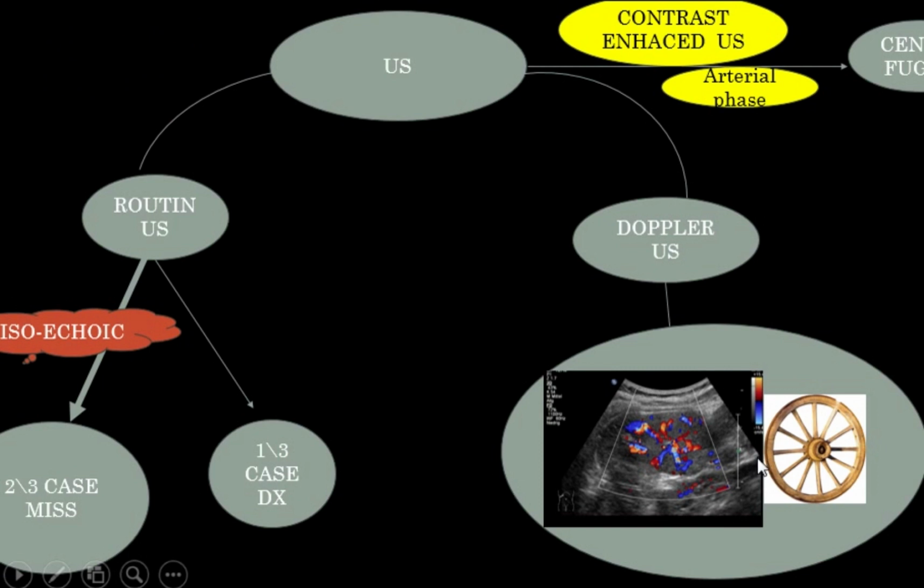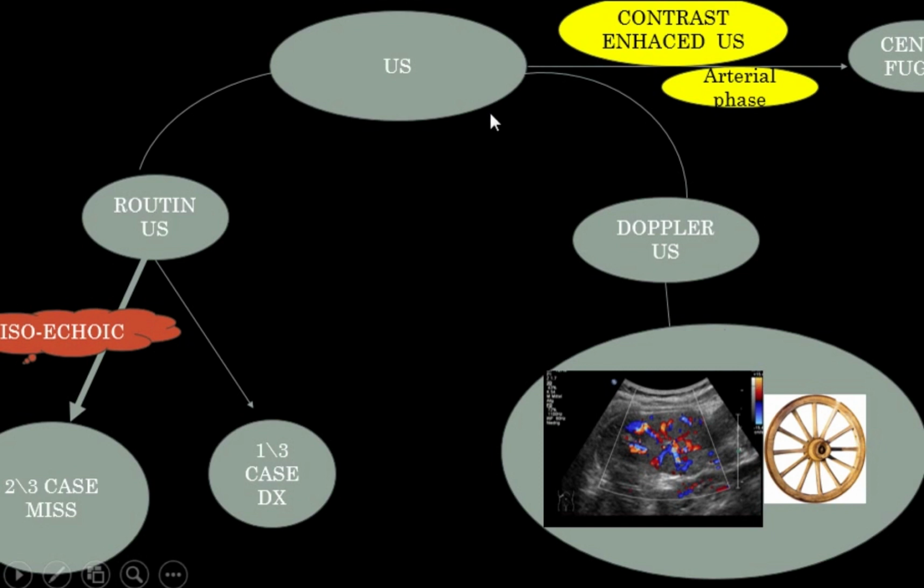How does it appear on ultrasound? On routine ultrasound, as I said, mostly they are isoechoic. They will be missed in 2/3 of the cases. In 1/3 of the cases, when they are not iso, they will show up. With Doppler ultrasound, as there is a central artery and radiating branches, the appearance will be like a spoke-wheel.